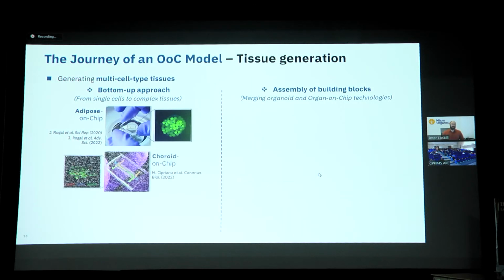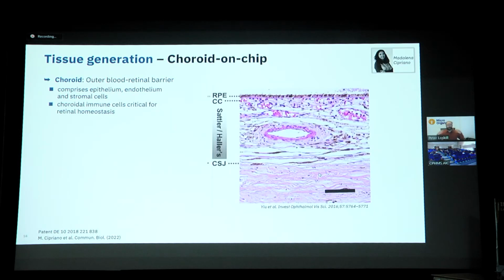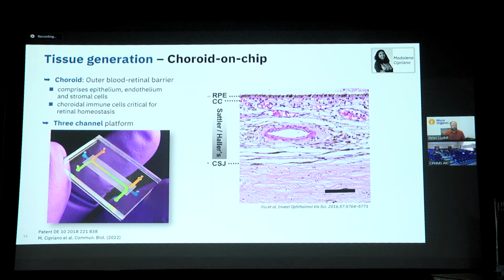Another example of the bottom-up approach is our choroid-on-chip system. The choroid is basically the outer blood-retinal barrier. It comprises epithelium, endothelium, and stromal cells. And the choroidal immune cells are critical for retinal homeostasis. And this is how the model looks.